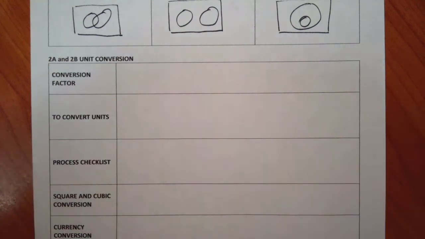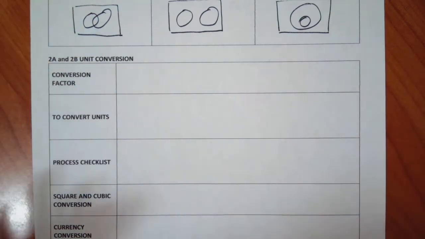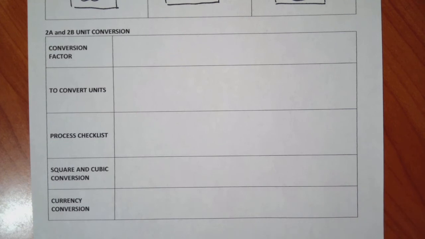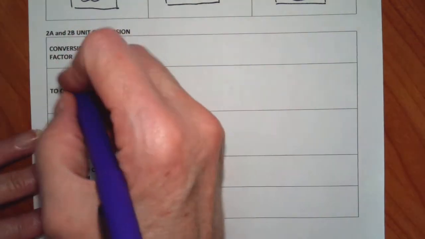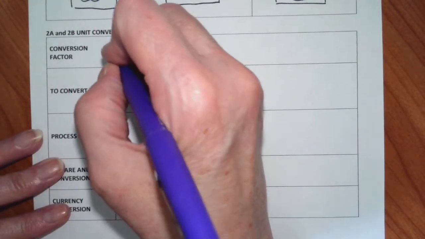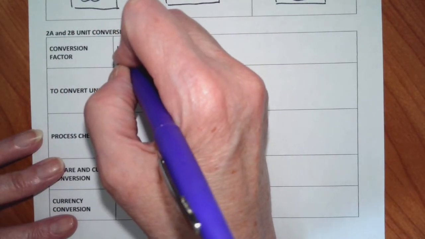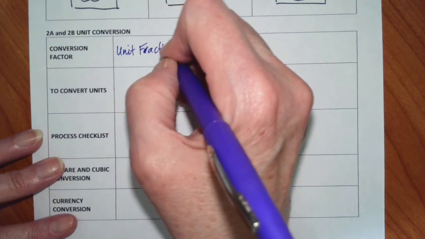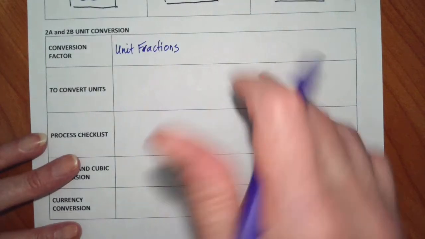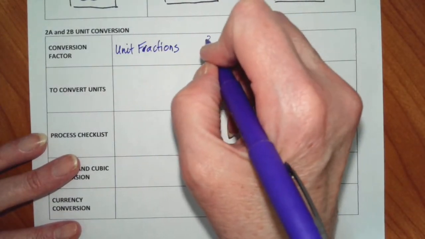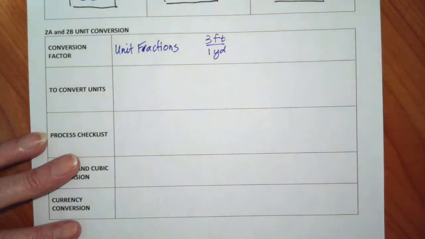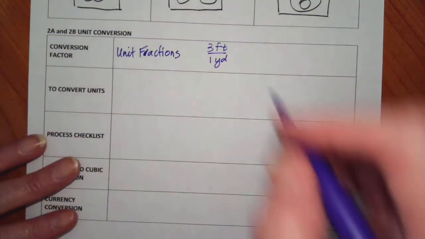Okay, the last thing we talked about in Unit 1 was unit conversions, which is 2a and 2b. And the first thing we talked about was a conversion factor. These are our unit fractions. Things that are equivalent. For example, 3 feet over 1 yard. Those are equivalent because they are identical.